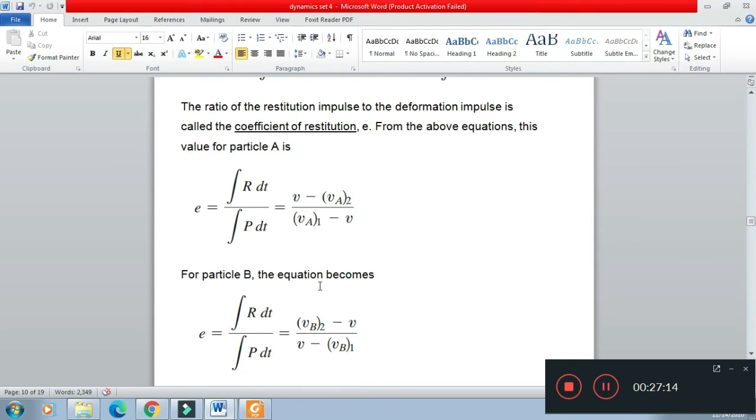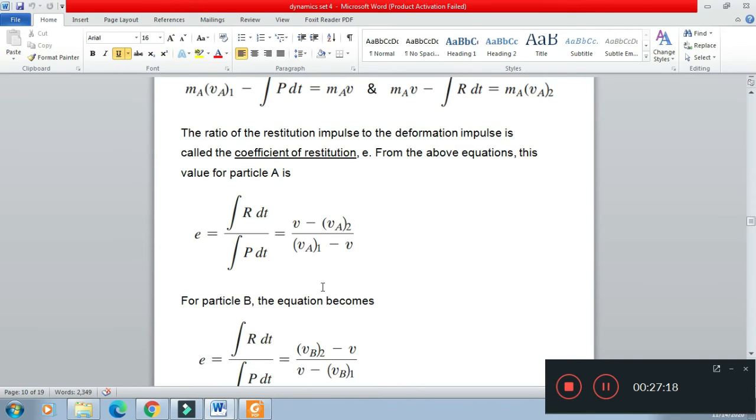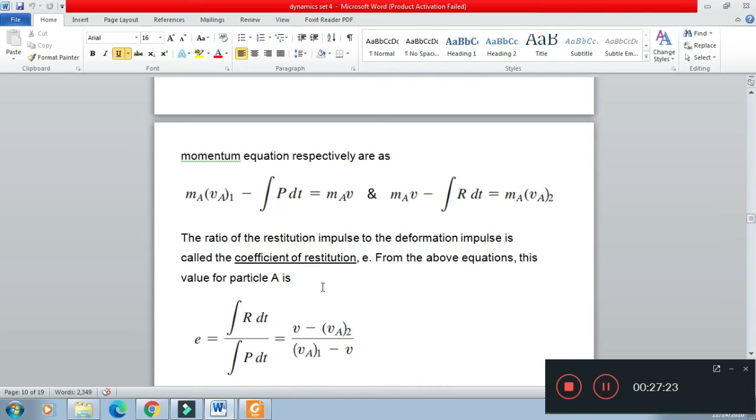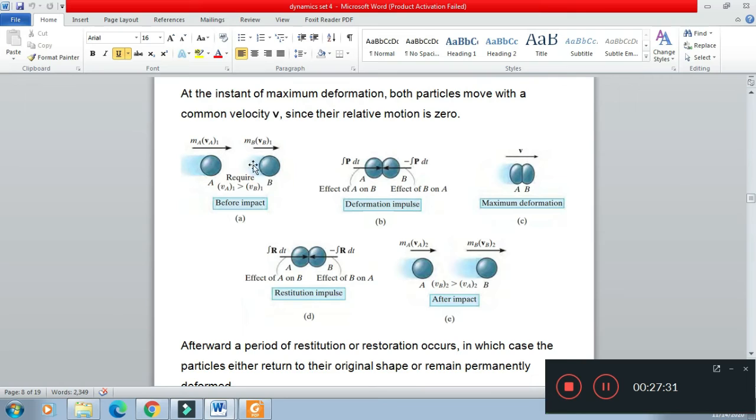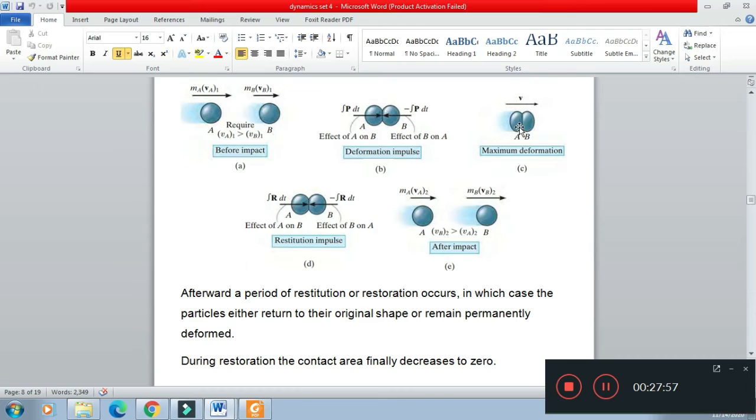In a similar manner, we write the impulse and momentum equation for particle B. When we write the equation of impulse and momentum for particle B, then mass of B multiplied by the initial velocity of B during the deformation phase plus the force applied by particle A on B will be equal to the final momentum of B for the deformation phase, mB multiplied by V. Then another equation: initial momentum of B for the restitution phase plus the impulse applied by ball A is equal to the final momentum of ball B, which is mB VB2.